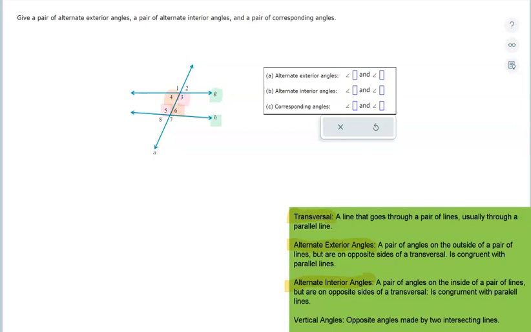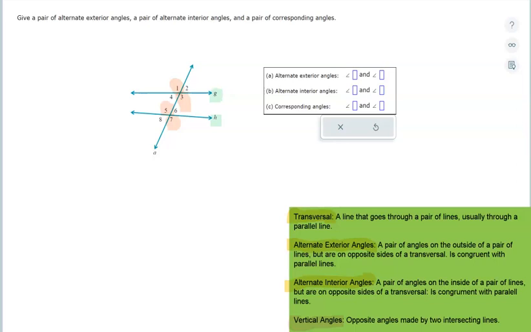Next is vertical angles. And vertical angles are opposite angles made by two intersecting lines. So what we have is a vertical angle to angle 1 is angle 3, and the vertical angle to angle 5 is angle 7. And last, you have a bunch, right? 2 and 4, and 6 and 8. Okay, so those are our key definitions.